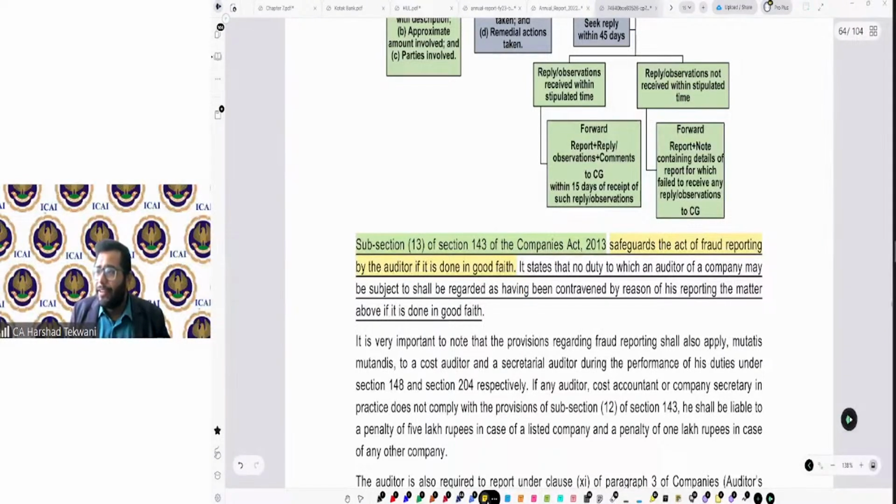So it is a section which says that it will be considered that the auditor has not contravened any provision of the Act if the reporting is done in good faith. Okay. So this is a safeguard for the auditor under section 143(13) of the Act.